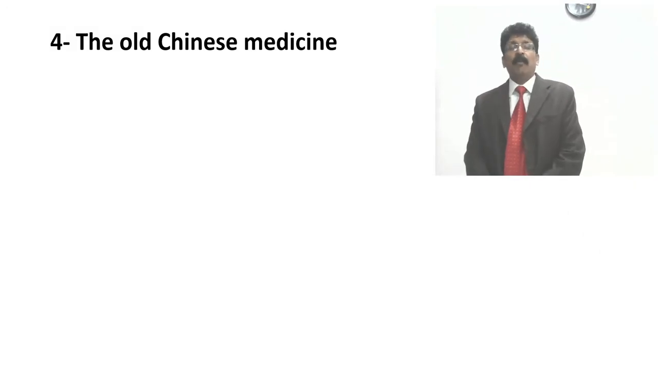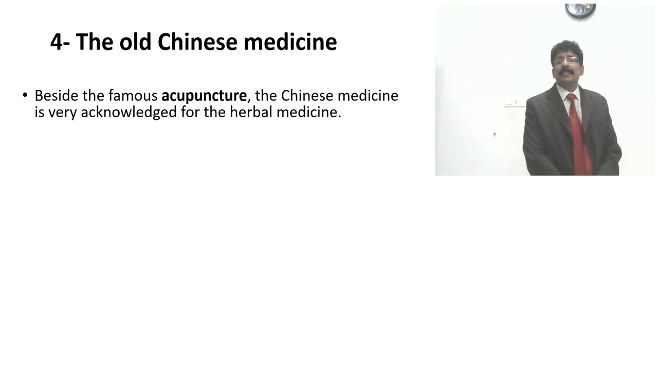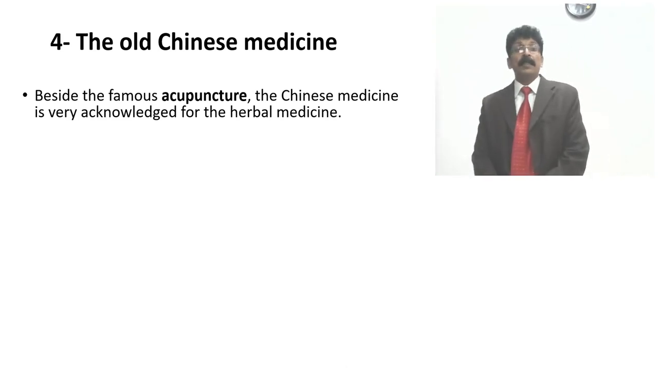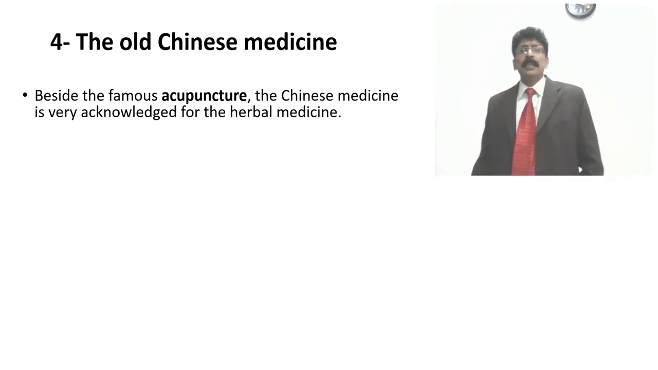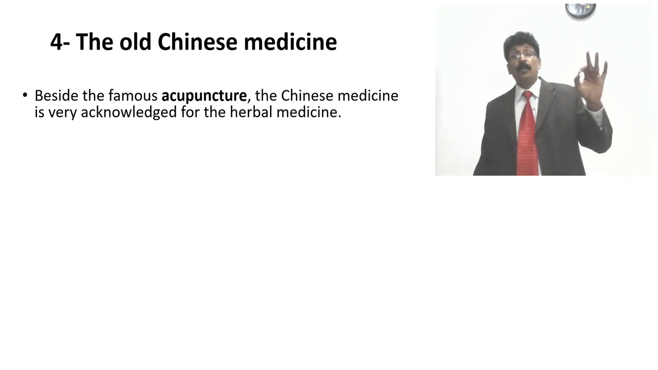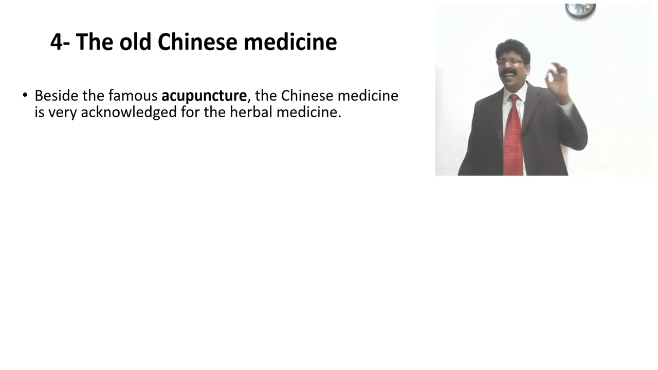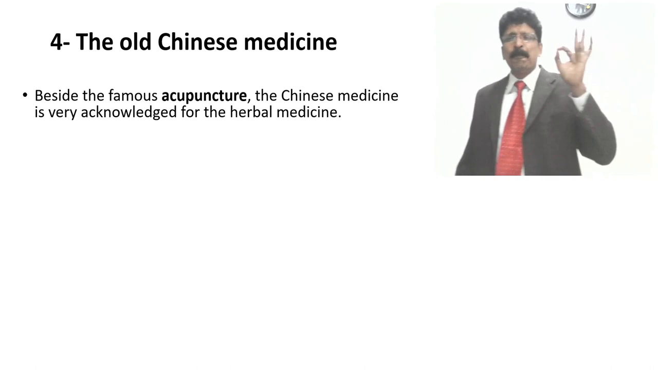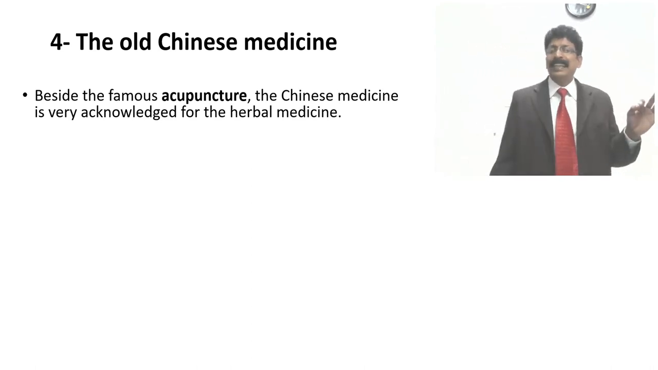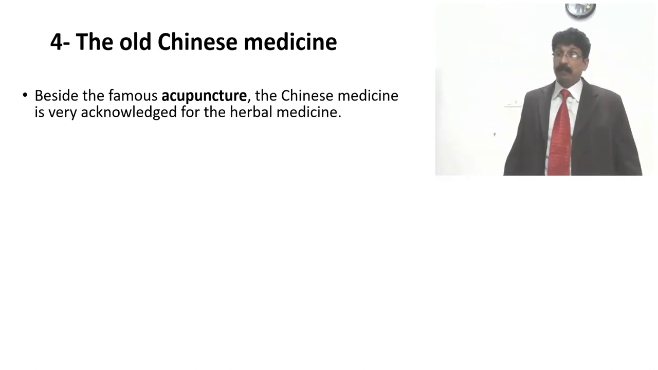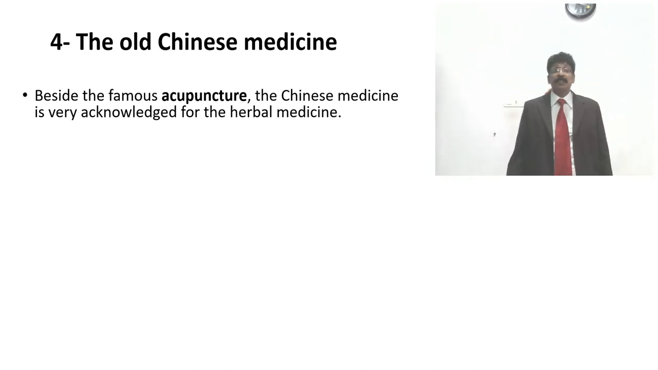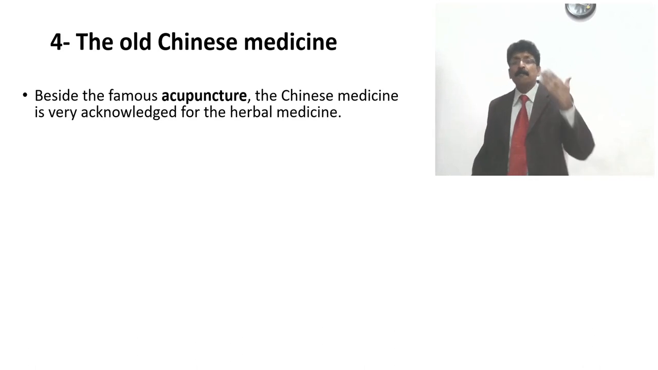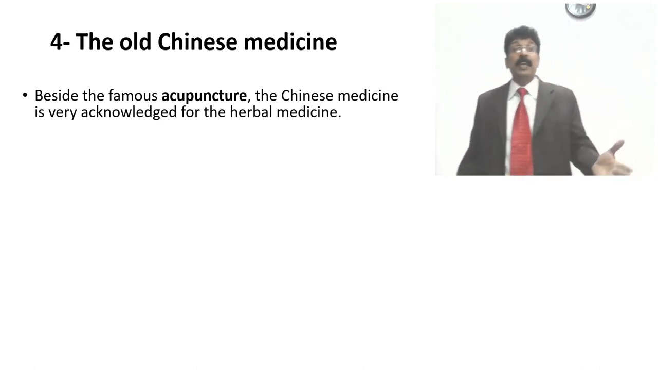Old Chinese medicine is also important in pharmacognosy. Besides the famous acupuncture, everybody knows Chinese acupuncture, or moxibustion: finding the meridian points, pinning them, and giving energy by means of moxibustion, burning herbs and warming the needle. The acupuncture method is famous in China. Apart from that, Chinese medicine is very knowledgeable, and it also has many herbal medicines.